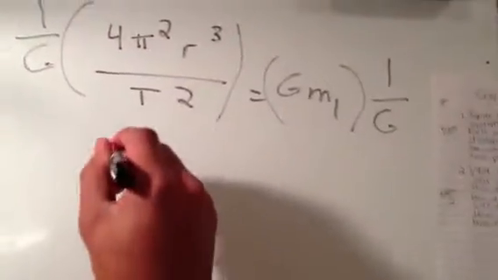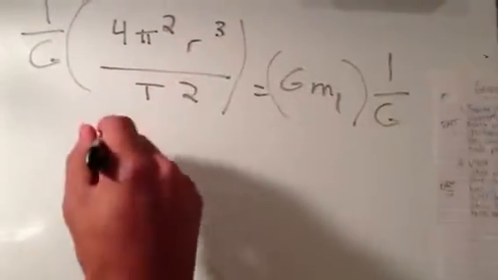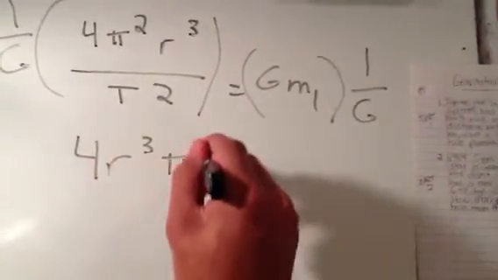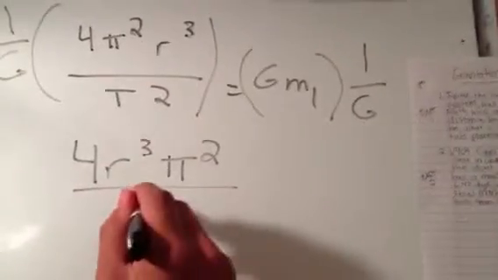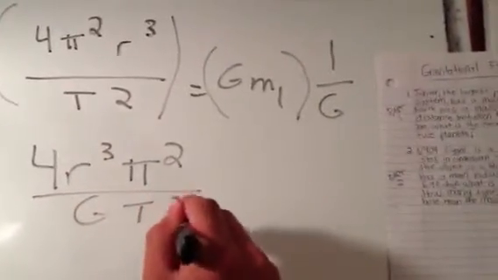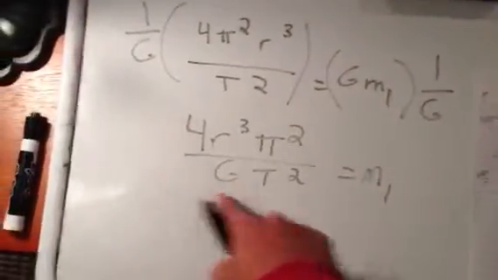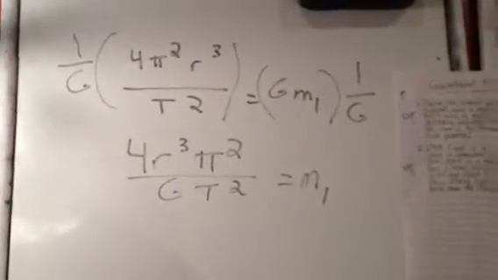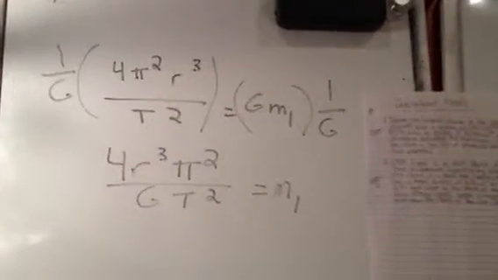And when I do that, I get, we should put the r cubed first, since that's the higher degree, 4r cubed times pi squared over g t squared equals m1. There you go, guys. This is our general equation right here to solve for the mass of this black hole. So let's plug in some values that we know.